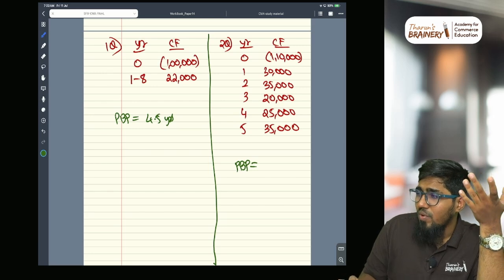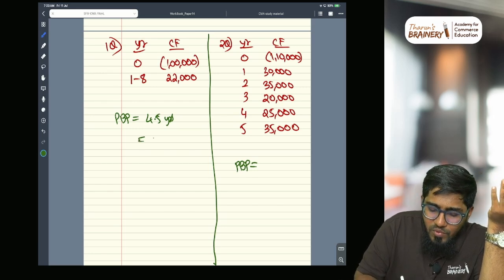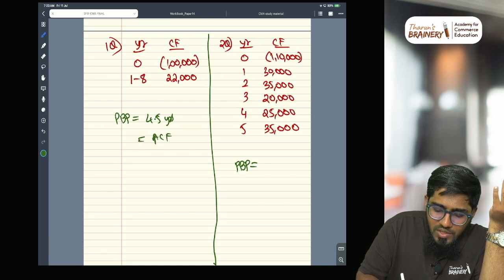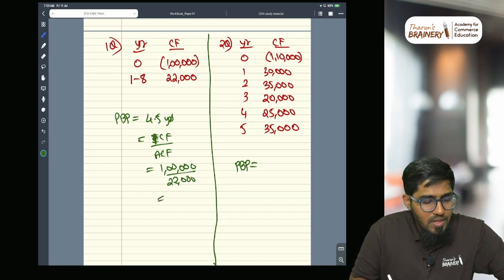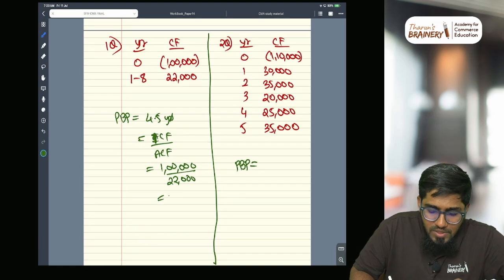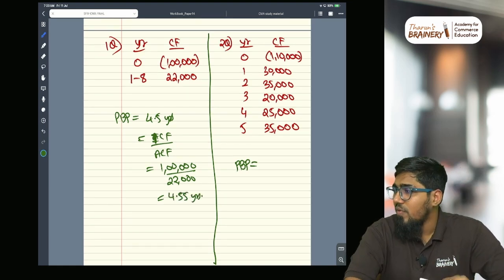But if you have a formula, you can calculate it easily. So initial cash flow divided by annual cash flow. Your initial cash flow is 1 lakh. Your annual cash flow is 22,000. So the answer is 1 lakh divided by 22,000. So the answer is 4.55 years. Okay, always write it up to 2 digits.